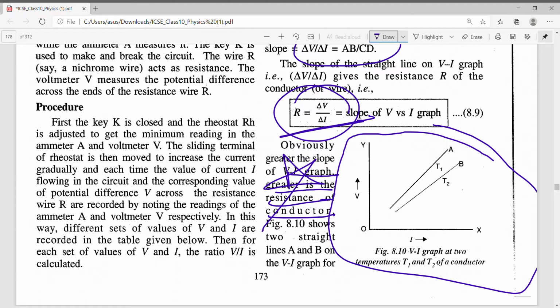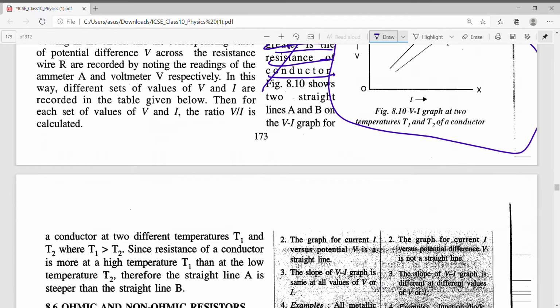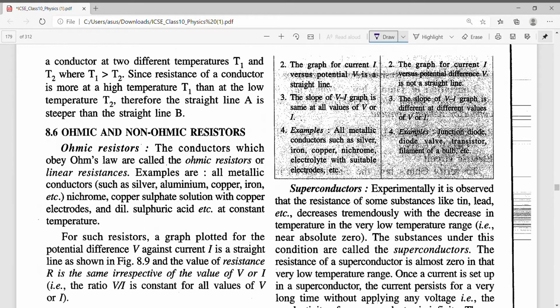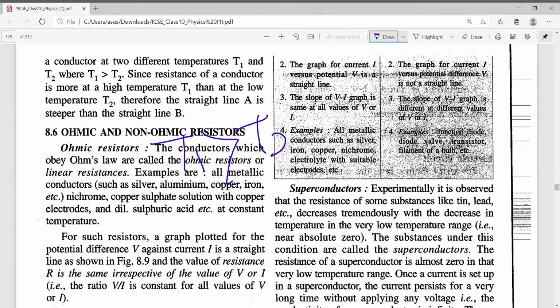So जब ये वाला ग्राफ आए, जब different temperatures आपको करना होता है, you have to write it this way, T1 and T2, V by I graph, right? So two conductors at T1 and T2, where T1 is greater than T2, so the resistance of a conductor is more at a higher temperature, right? So if T1 is greater than T2, R1 would be greater than R2, because resistance is more if the temperature is more, and it is lower at a lower temperature.